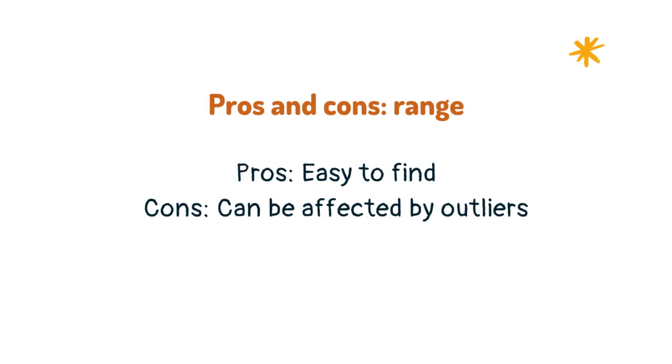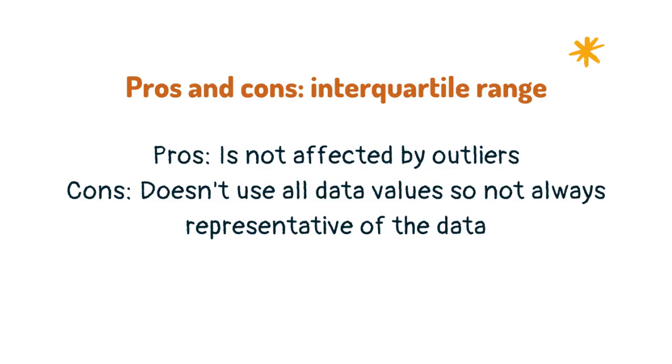The range has some pros and cons. Pros: easy to find. Cons: can be affected by outliers. The interquartile range has some pros and cons. Pros: is not affected by outliers. Cons: doesn't use all data values, so not always representative of the data.